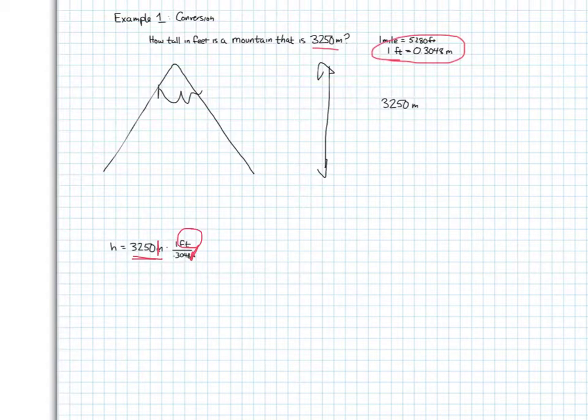So if you were punching that into your calculator, it would be 3,250 times 1 over 0.3048. In general, on tests at least, I would accept this expression right here written out as the answer because it is a complete mathematical expression, and you can go on and work the next problem. Okay, let's go to another example.